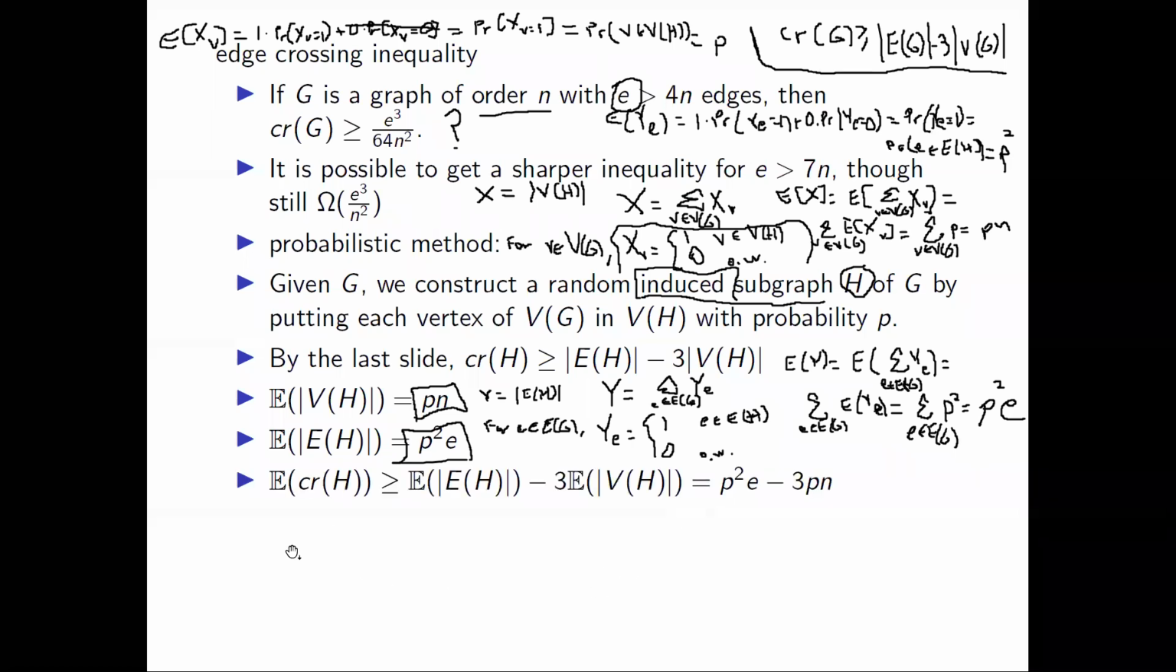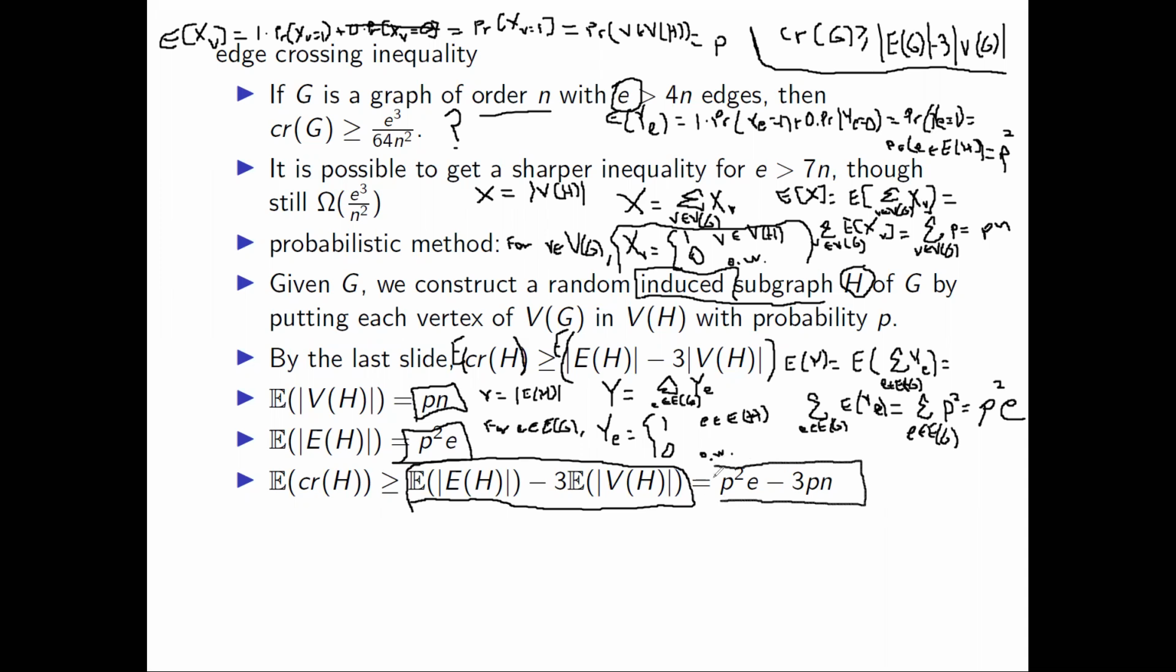And so combining, we can take this inequality right here, and we can take expectation of both sides. So we can say expectation of that is greater than or equal to expectation of this. Expectation of this side is equal to, by linearity of expectation, this thing right here. So that's why we can say expectation of the crossing number of H is greater than or equal to expectation of the number of edges in H minus 3 times the expectation of the number of vertices in H. And that is exactly this quantity right here, p squared E minus 3 times p times n.